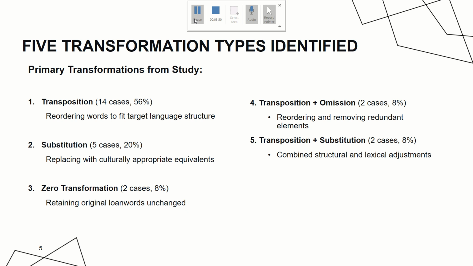And the last ones, transposition plus omission, 2 cases, 8%, reordering while removing redundant elements. And transposition plus substitution, 2 cases, 8%, adjusting both structure and word choice.